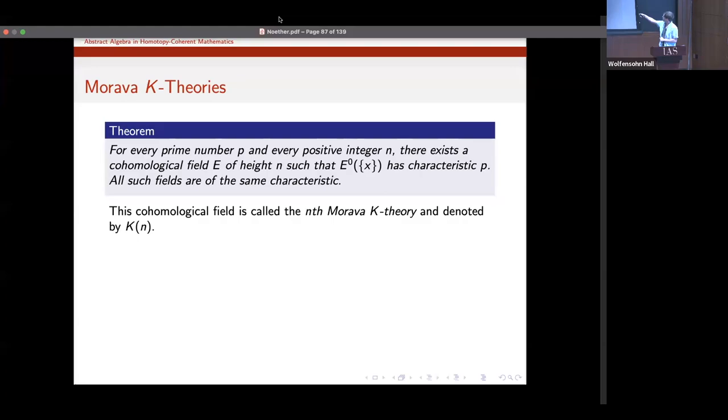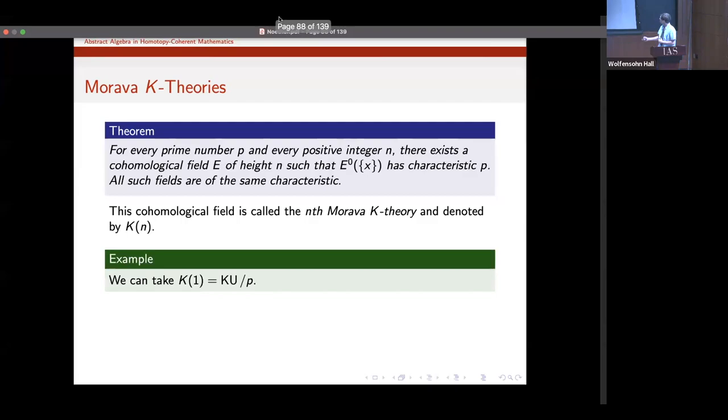So this cohomological field is typically called the nth Morava K theory. It's typically denoted by K(n). So there's also a prime P involved in the definition, but the prime is usually suppressed from the notation. And as an example, we met earlier this cohomological field KU mod P. And when we computed the KU mod P cohomology of BCP, we got exactly a module of rank P over the cohomology of a point. So that was a cohomological field of height one. And that's what we're calling K(1) here. The reason these things are called Morava K theories is that they're named after Morava, who, I don't know if he proved this whole theorem, but he proved the existence at least.